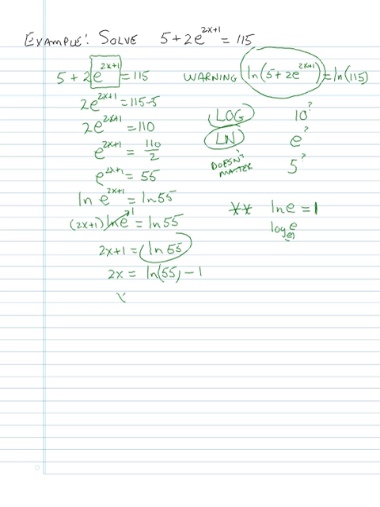And so next we would divide out the 2, and so we would have the natural log of 55 minus 1, whatever that decimal is, divided by 2. This is the exact answer. Now, we would have to get out our calculator to approximate it. And so we'll do that right now.